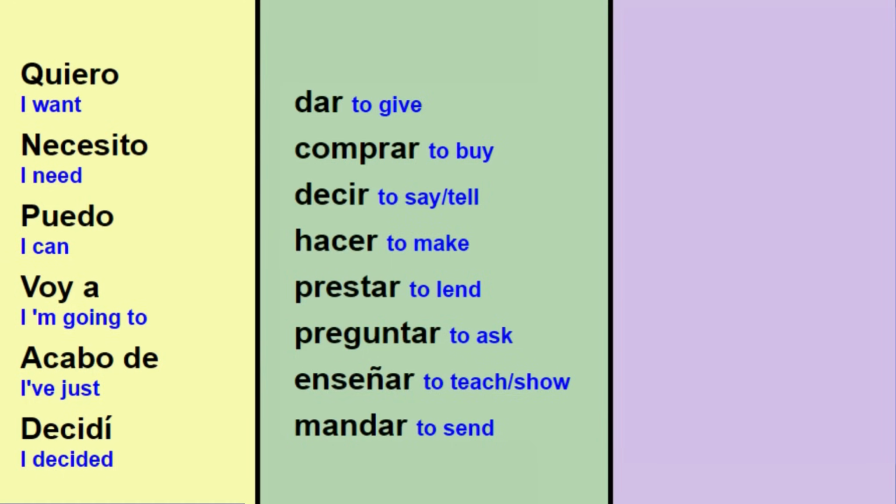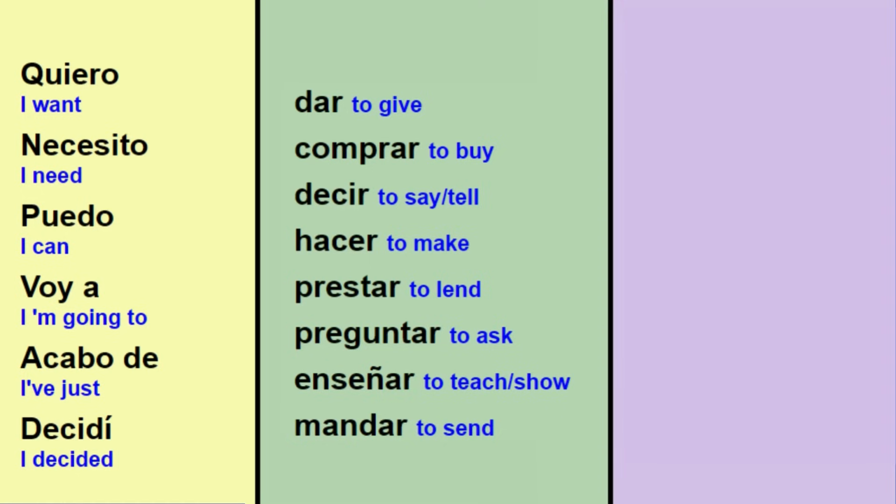Or what would this mean with voy a, with I'm going to? Voy a enseñarte. Let's add on, and we'll use the teach here for enseñar, because it could be to show or to teach. Voy a enseñarte español. What does that mean? Voy a enseñarte español. I'm going to teach you Spanish.